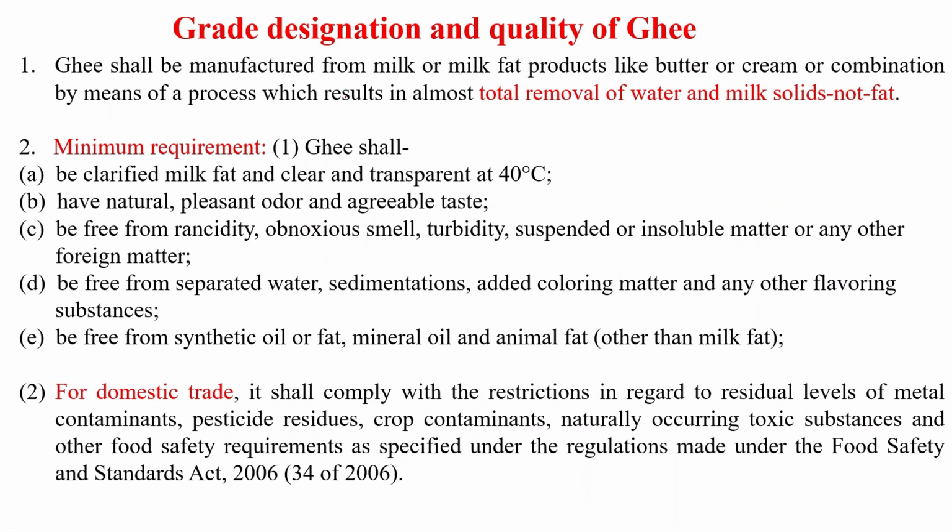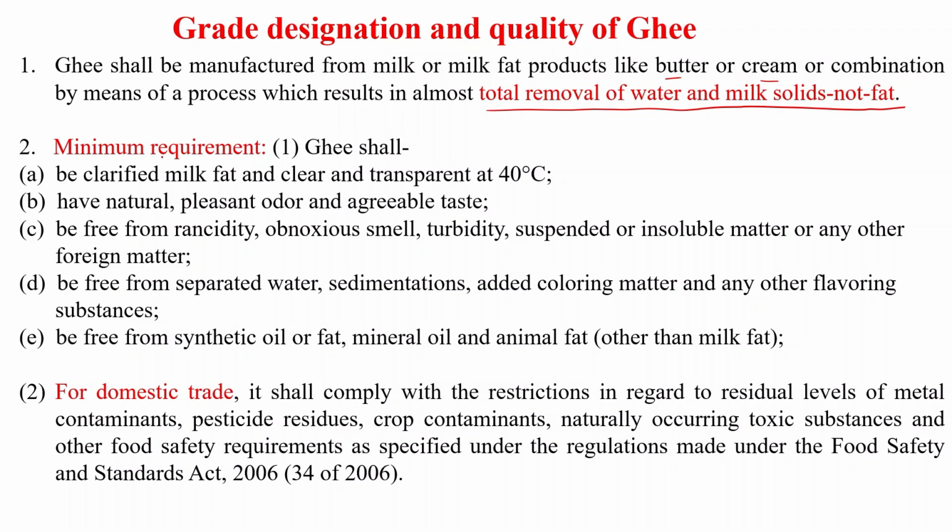Now these are the overall standards as per the General Grading and Marking Rules 2024, the grade designation and the quality of ghee. First point is that there are 6 requirements by AGMARK for the ghee to fulfill. One is that ghee shall be manufactured from milk or milk products like butter or cream or a combination, by means of a process which results in total removal of water and milk solids, so that 99.5% fat is there.